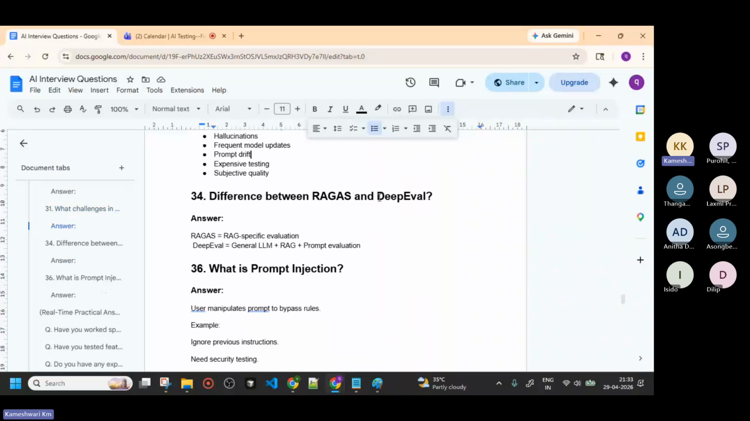The difference between Ragas and DeepEval: in Ragas, we will do RAG-specific evaluation. In DeepEval, we will do general LLM plus RAG plus prompt evaluation. Here RAG is nothing but the context from the data, and they also check for faithful answers. Sometimes people involve RAG in DeepEval, or else some people don't add RAG there. It depends on the companies how they are going to utilize it.